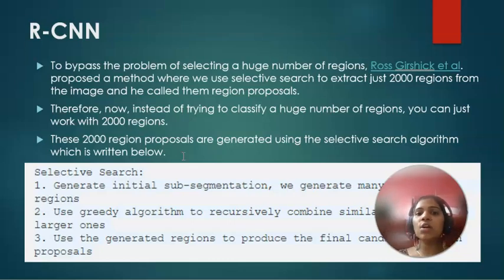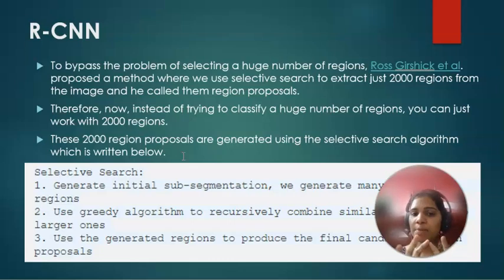The search method is called the selective search algorithm, and it will extract about 2000 regions from the image. These regions are called region proposals. These 2000 regions will be selectively searched for the object inside that image. So what is the selective search algorithm?